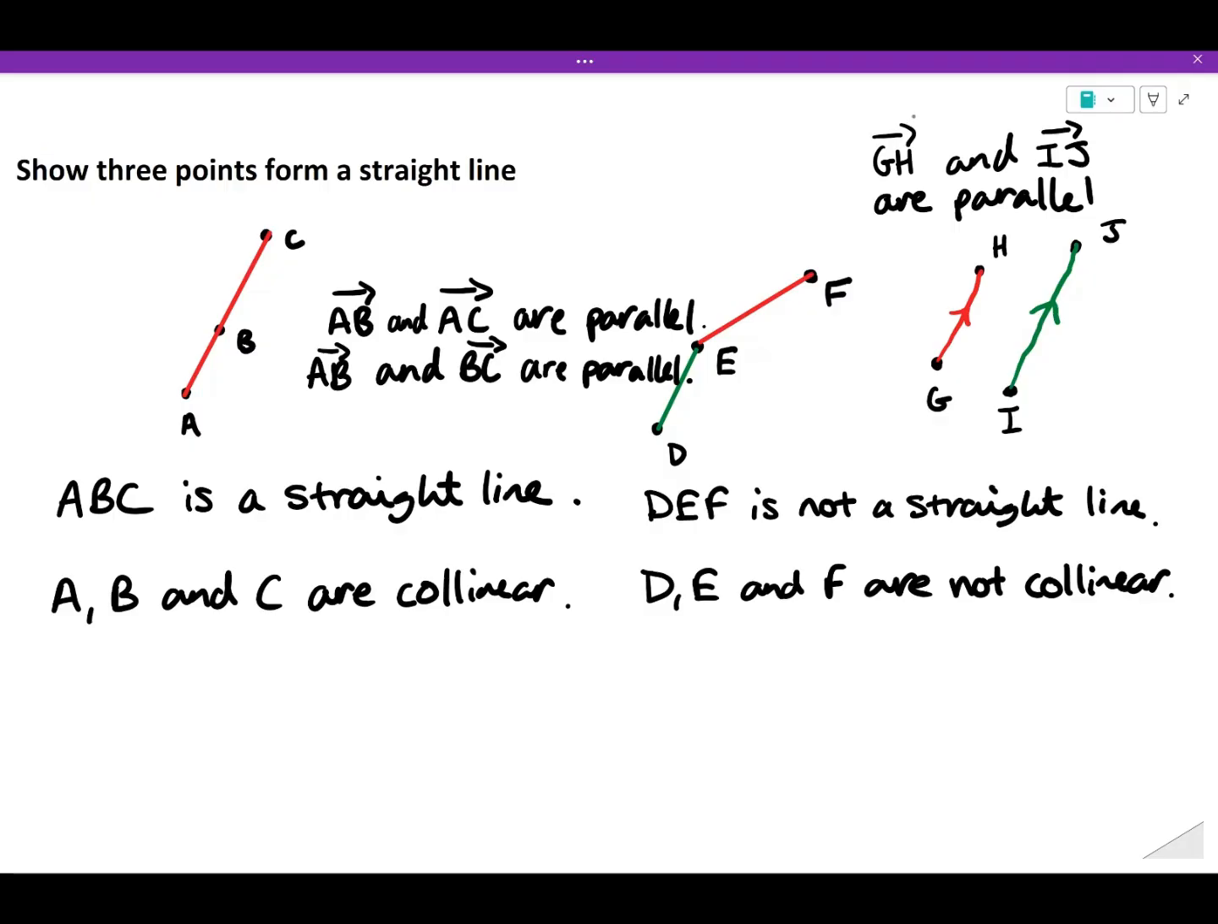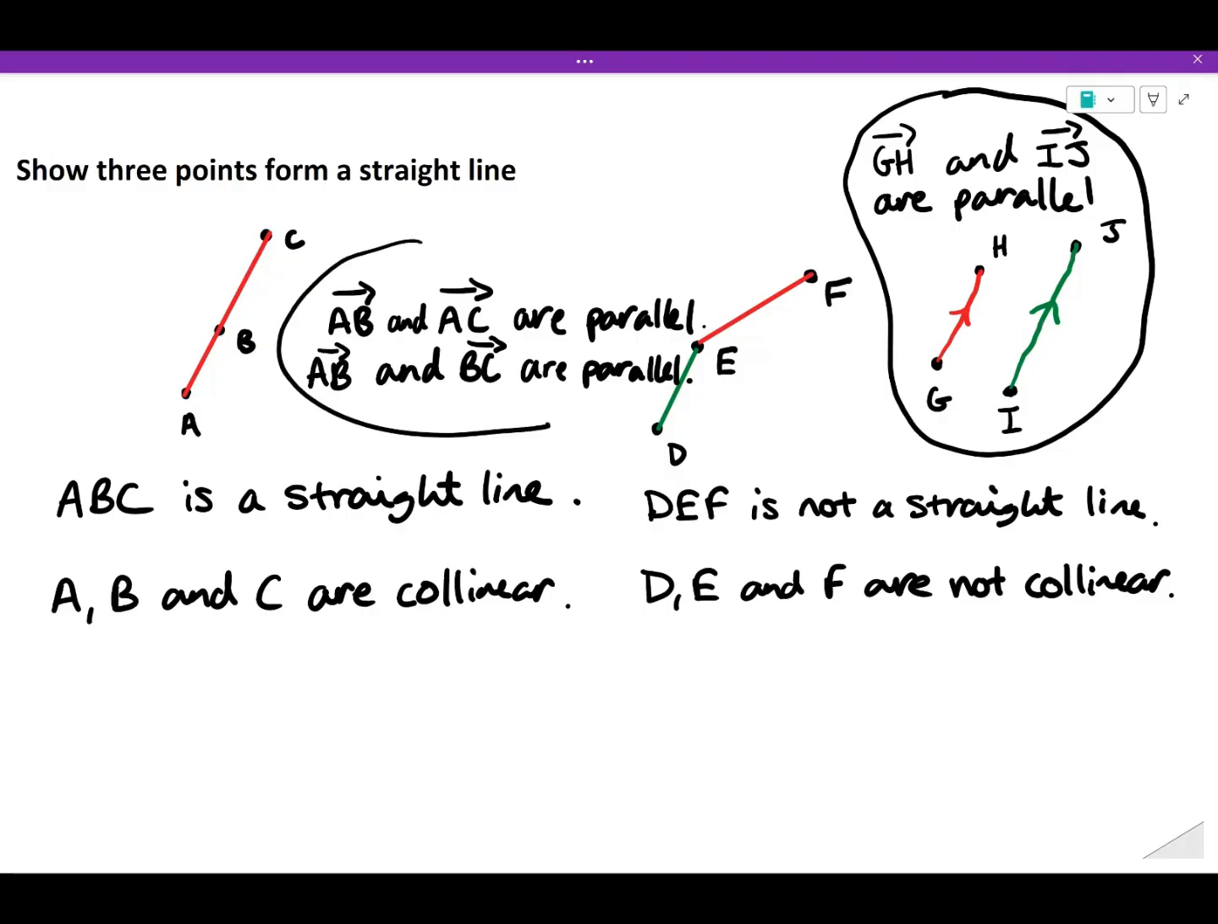And the big difference between this scenario over here and the scenarios mentioned here is the fact that the vectors over here share a common point. If we look at my first sentence, these 2 vectors have the point A in common, whereas for the second pair of vectors, they have the point B in common. And that is going to be a crucial part of our explanation. To show that 3 points form a straight line, you need to find 2 vectors involving that straight line, but they need to share a common point.